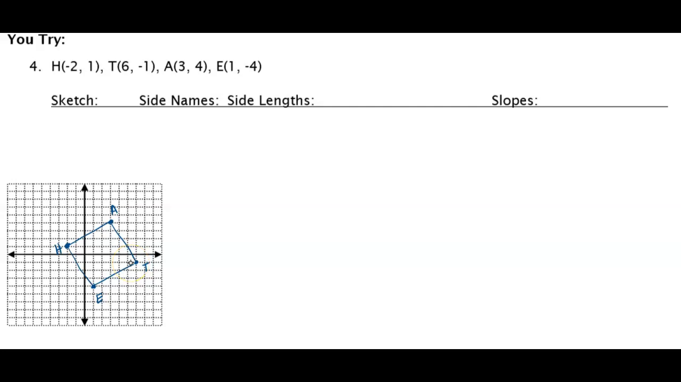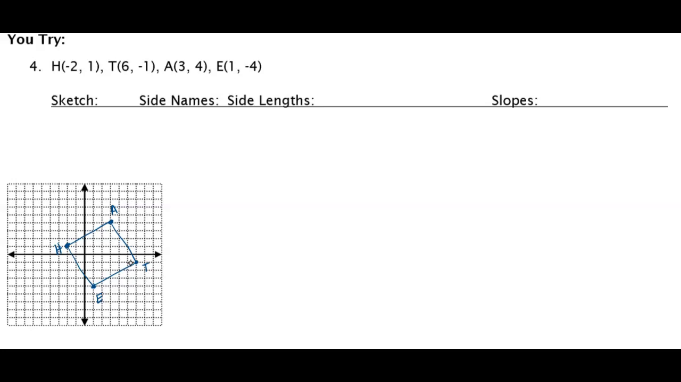The sketch also helps you to see if your answers are reasonable. Just by looking at this sketch, this kind of looks like a square that got tilted. So I wouldn't be surprised if we came out that the side lengths were all the same and that the slopes were opposite reciprocals, because those are the two characteristics of a square.